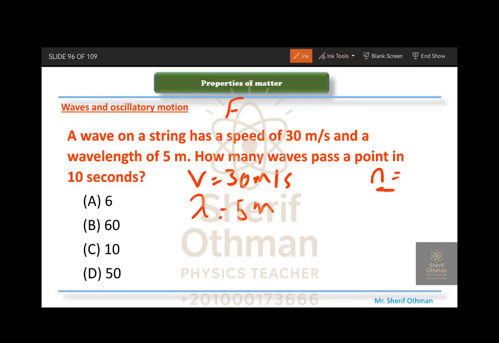Frequency, guys, we said frequency is the number of waves in 1 second. So if we are able to find the frequency, we will be able to find the number of waves.